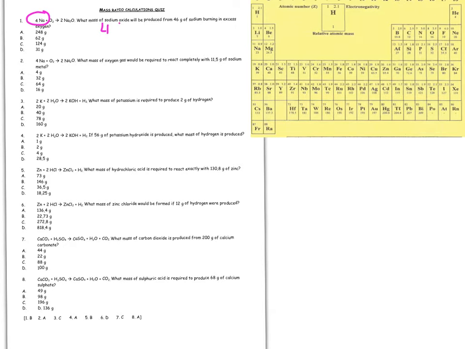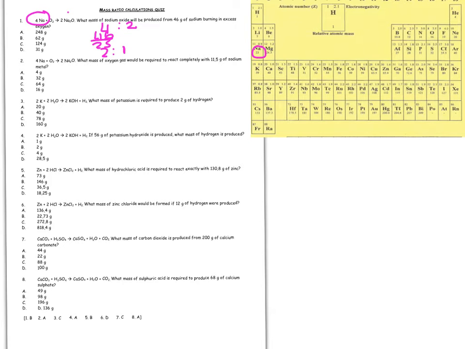We've got a 4:2 relationship, but I have got 46, and I need to change that by looking at sodium and seeing that there's 23. So I need to divide that by 23. I then get 2 as a number, so that means that I'm going to land up with 1 amount of sodium oxide.